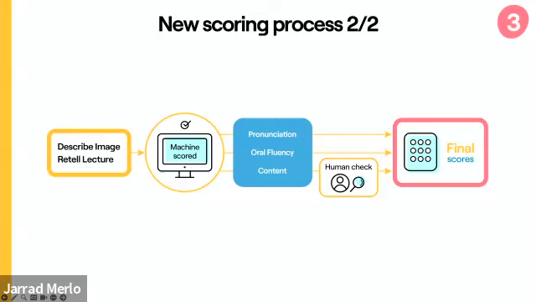Here's another way to look at it. Each and every describe image and retell lecture response is machine scored for pronunciation, oral fluency, and content, or AI scored for those 3 criteria, and a human will be double checking the content of every response before the final scores are calculated. So I just want to make this really clear.